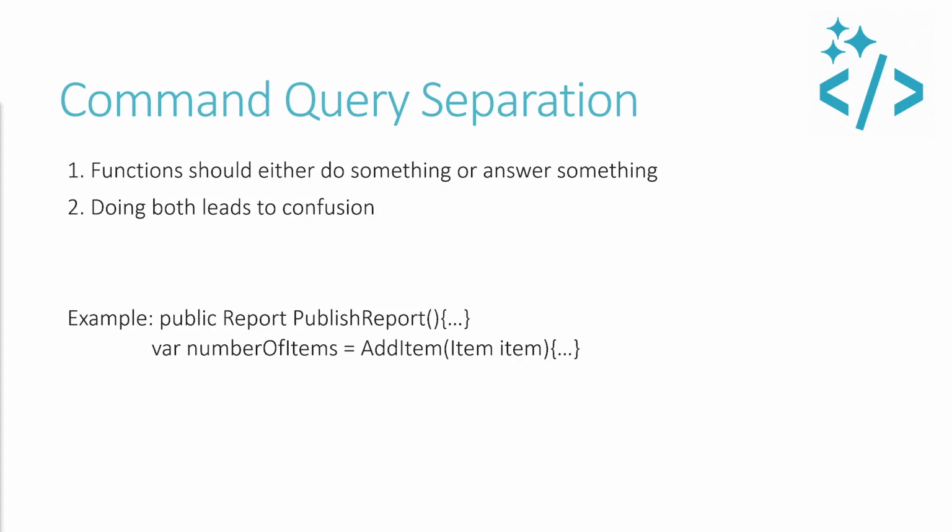We have also this concept of command query separation. So functions should either do something or return a value. Doing both leads to confusion because the code is then not so easy to understand. So for example, these are not so good examples because you have the publish report. What does this do? It's not very clear if it returned a report or published the report. Adding an item to a list is also not so clear because it returns something and you don't know why it returns this number. Yeah, this is a violation of the command query separation. Good.